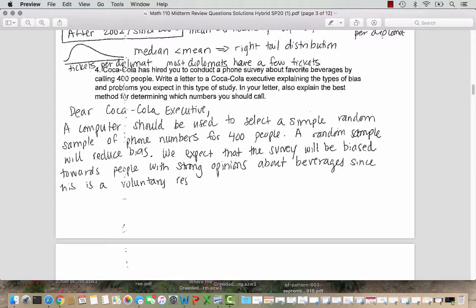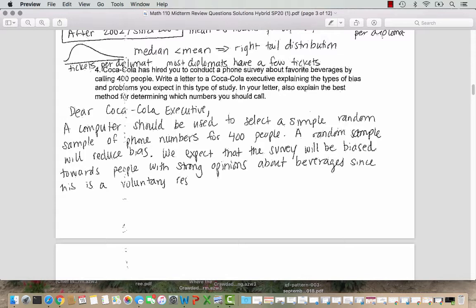So I said, Dear Coca-Cola executive, a computer should be used to select a simple random sample of phone numbers for 400 people. A random sample will reduce bias. We expect that the survey will be biased towards people with strong opinions about beverages, since this is a voluntary response. I think the scanner cut me off. So you could also, if you wanted to explain stratified random sampling, say, separate people by zip code or area of the country or age group, and then do your random sample.